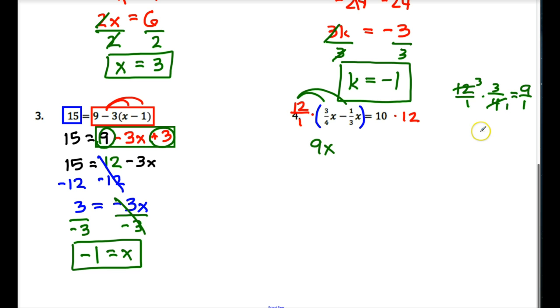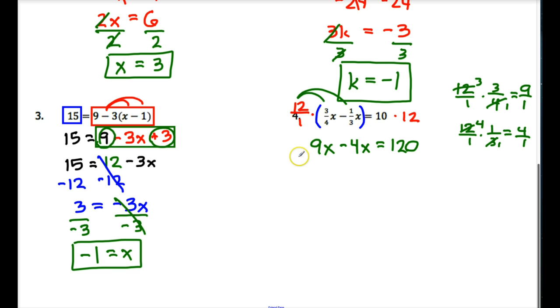And then I do the same thing with 12 times negative 1/3. 12 times 1/3, 3 and 12 will cancel, and you'll get 4 over 1, or just 4. And so this will give you a minus 4x equals 10 times 12, which is just 120.